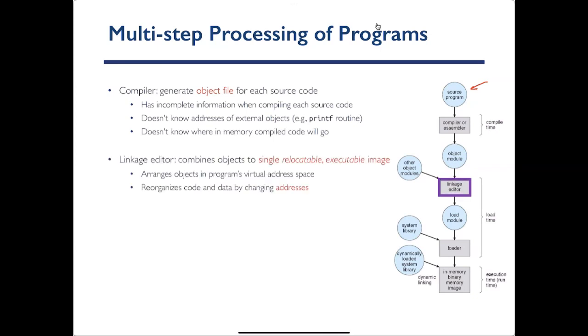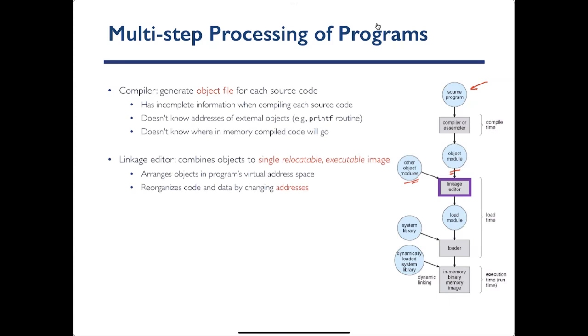Next step is the linkage editor. So the linkage editor gets a bunch of object modules. So let's say you have compiled a bunch of files. Now you get all of them. Now you might have, you know, other modules that you have compiled in the past. You get them, you add them to the modules that you currently have, and the linkage editor produces a single relocatable executable image. So this could require some reorganization and rearrangement of virtual addresses, right?